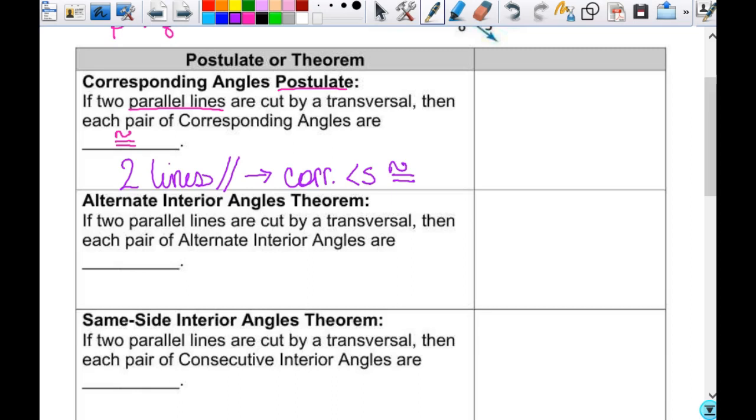I also chopped off a whole lot more because it really should be if 2 parallel lines are cut by a transversal, then, but this gets the idea, which is the important part of this. So are corresponding angles always congruent?